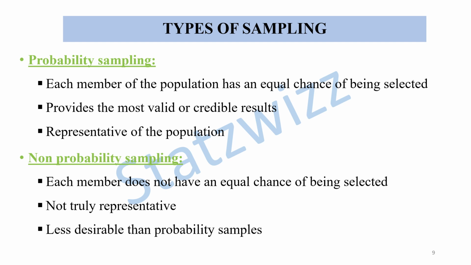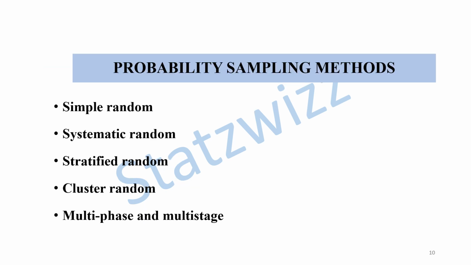Whereas the non-probability sampling does not give equal chance for every person to be included in our study, so it is not a true representative of the population, and it is also less desirable when compared to probability sampling. So whenever I am not able to adapt to a probability sampling method, I go in for a non-probability sampling. Inside the probability sampling methods, we have five: simple random sampling, systematic random sampling, stratified random sampling, cluster random sampling, and then the multi-phase or multi-stage random sampling.